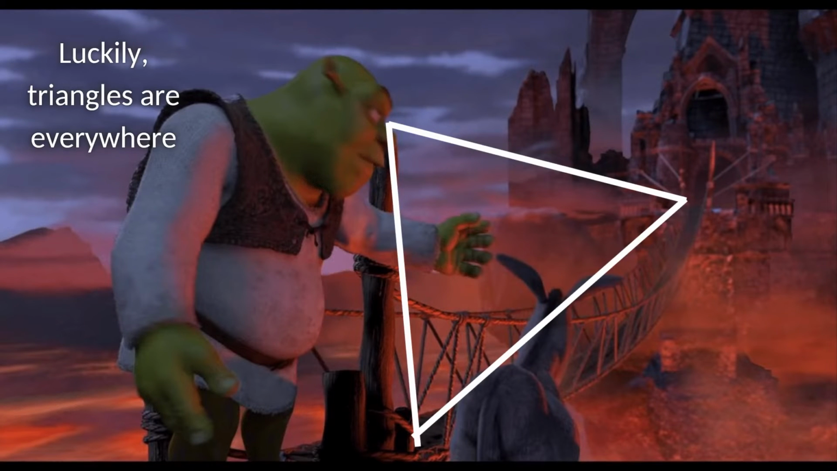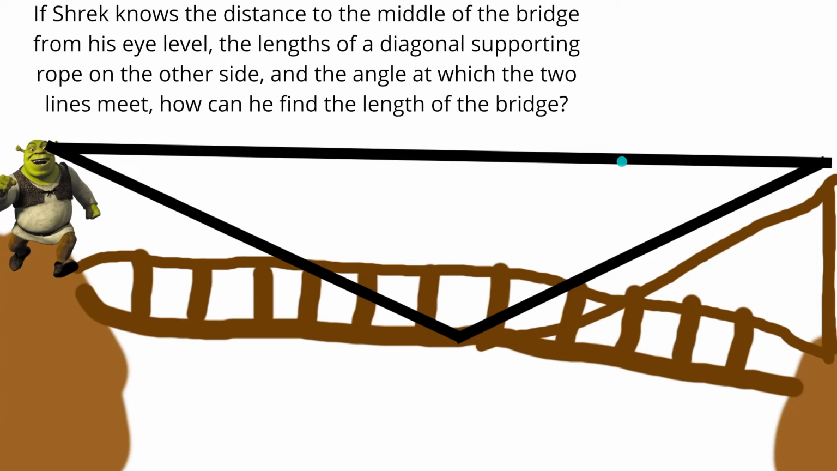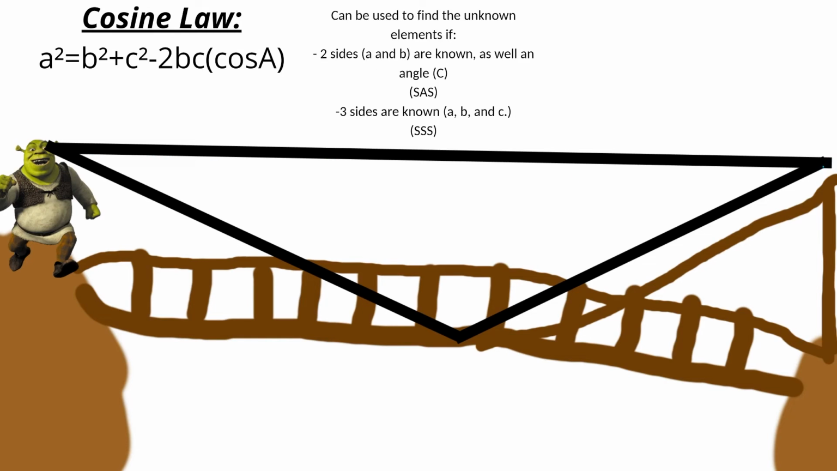Luckily, triangles are everywhere. If Shrek knows the distance to the middle of the bridge over here, the length of the diagonal supporting rope over here, and he also knows the angle at which the two lines meet, how can he find the length of the bridge, or this line right here? It's simple, the cosine law, which can be used to find unknown elements if two sides and an angle are known, or if three sides are known. In this case, we have two sides and this other angle.